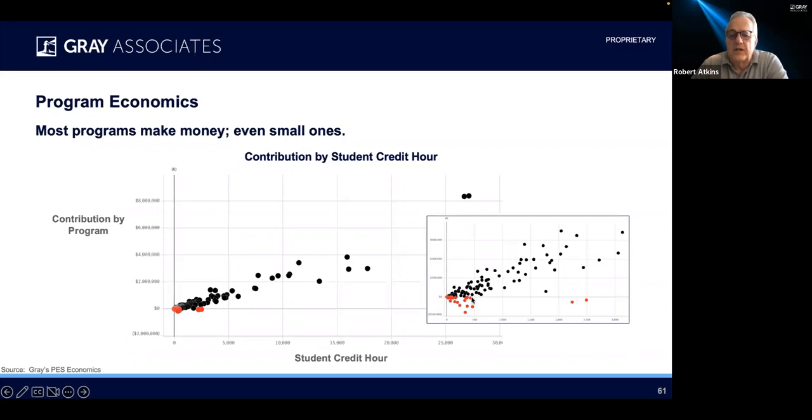So be super careful using program size as a shortcut for financial decisions. If you cut any one of these dots up here, your revenue will fall faster than your cost. You'll be worse off after you're cut than you were before. So keep that in mind. You need to run the numbers. Small does not mean negative contribution. In some cases, small programs are actually fully profitable.